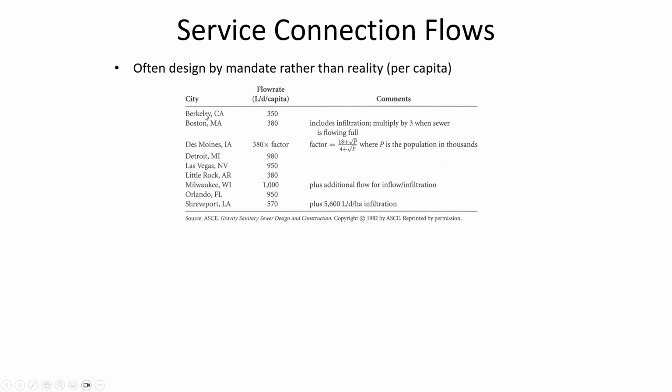So for example, in Berkeley, they're saying assume 350 liters of discharge from each person in the city. And then there are some additional allowances made for infiltration and inflow depending on where you go. It's kind of interesting here in Des Moines, they suggest that there should be some variation based on the size of the population. So there's 380 as a baseline, but then a correction factor for how big the area that's being drained is in terms of population.